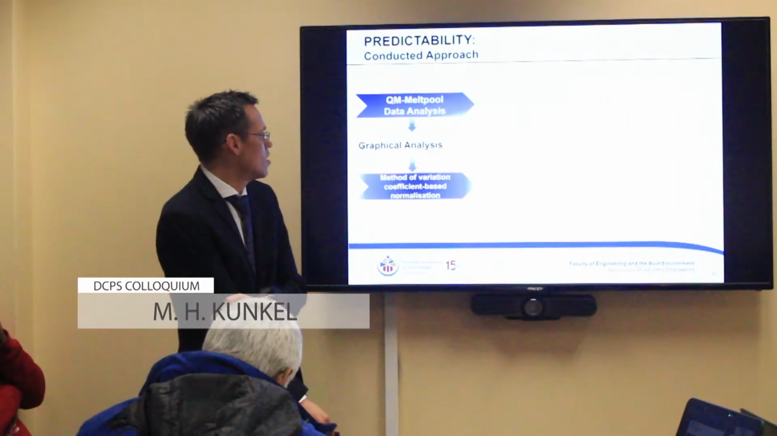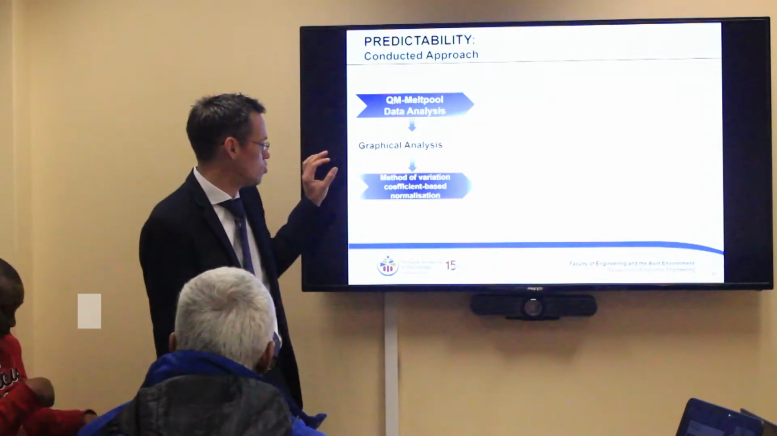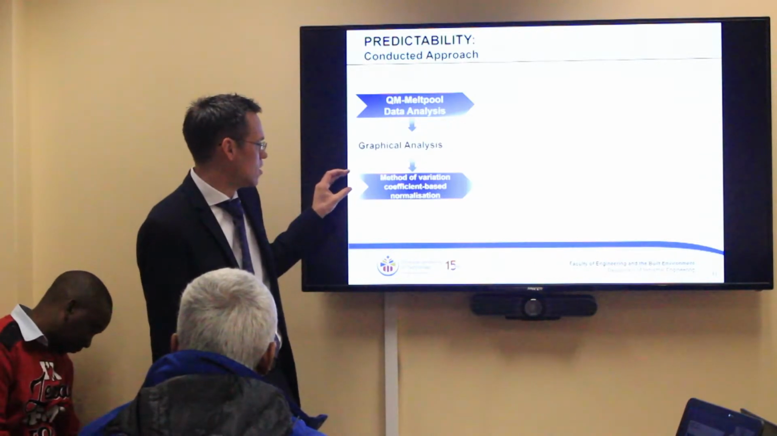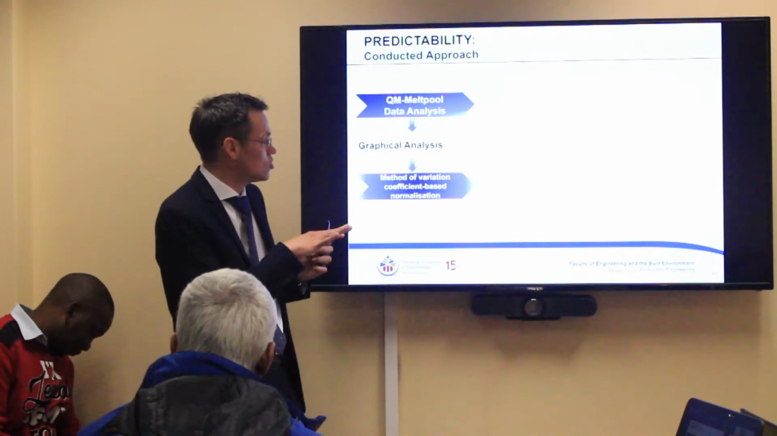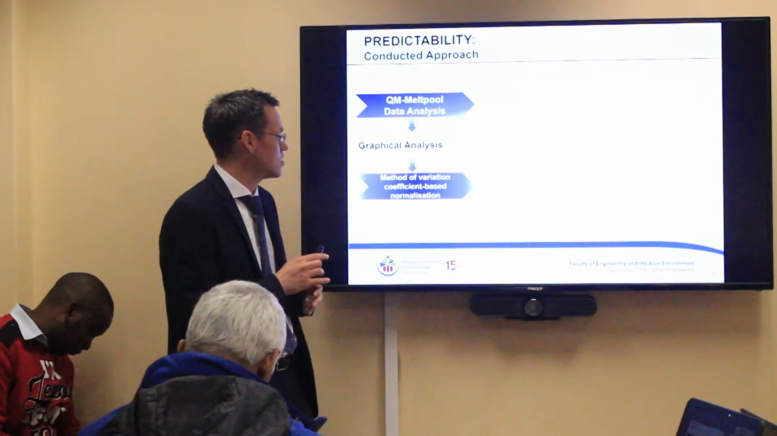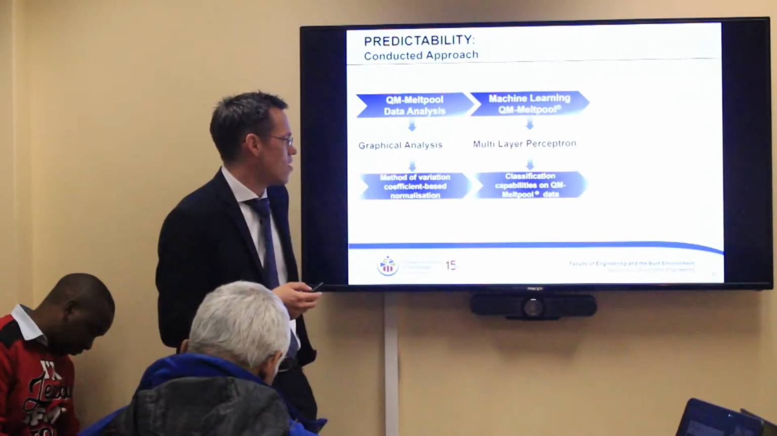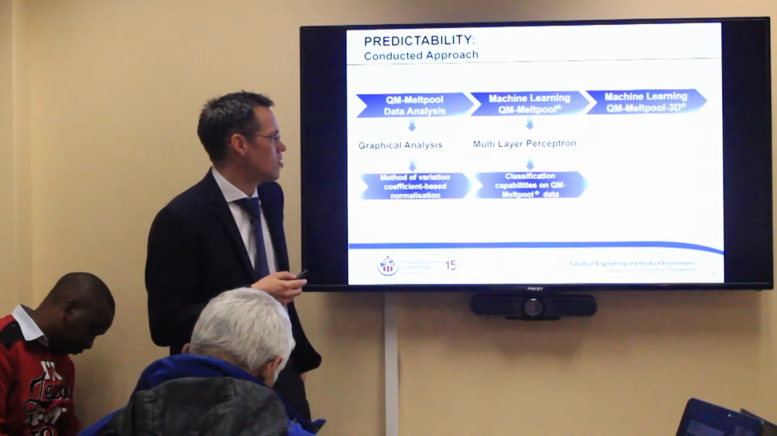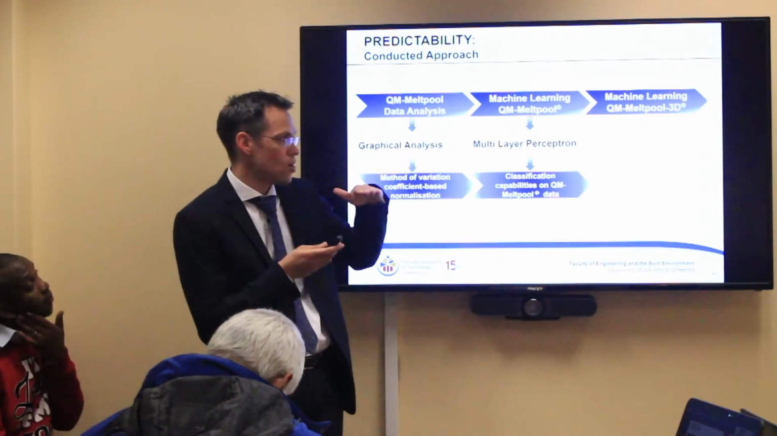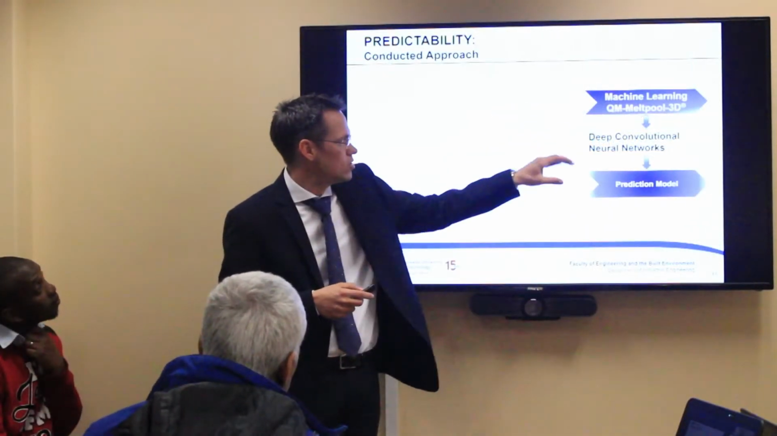To address this problem, several steps were undertaken. A graphical analysis was undertaken for the QML pool data, where the main finding was that when we apply a normalization procedure based on the variation coefficient, it helps to separate the curves. Then machine learning was applied on the QML pool data, however with not much success. So I then tried machine learning on QML pool 3D data on the images, which was quite promising.